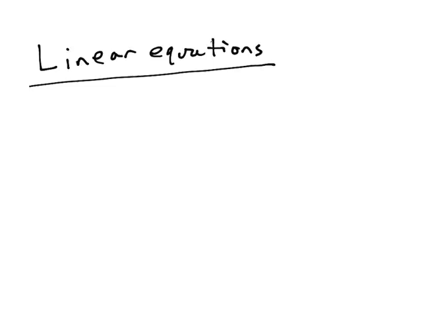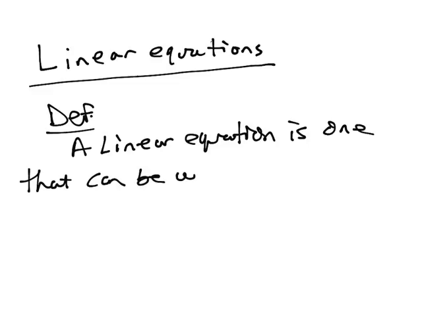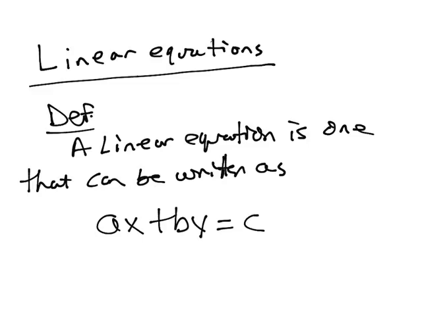All right, in this lesson, we're going to look at linear equations. So, the official definition, or a definition, is that a linear equation is one that can be written as ax plus by equals c, where a, b, and c are real numbers, and a and b are both not equal to 0 simultaneously.